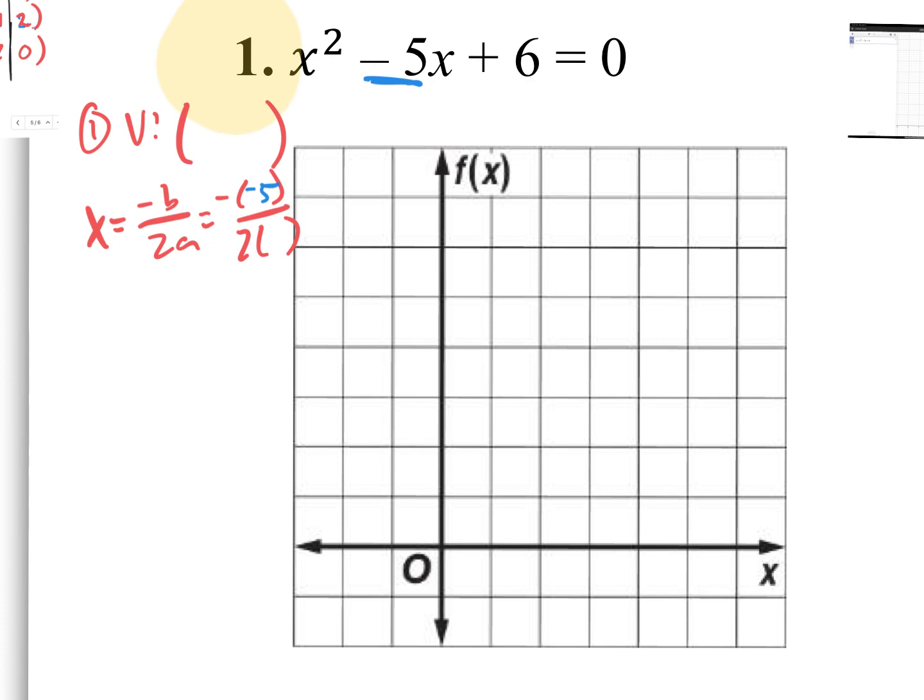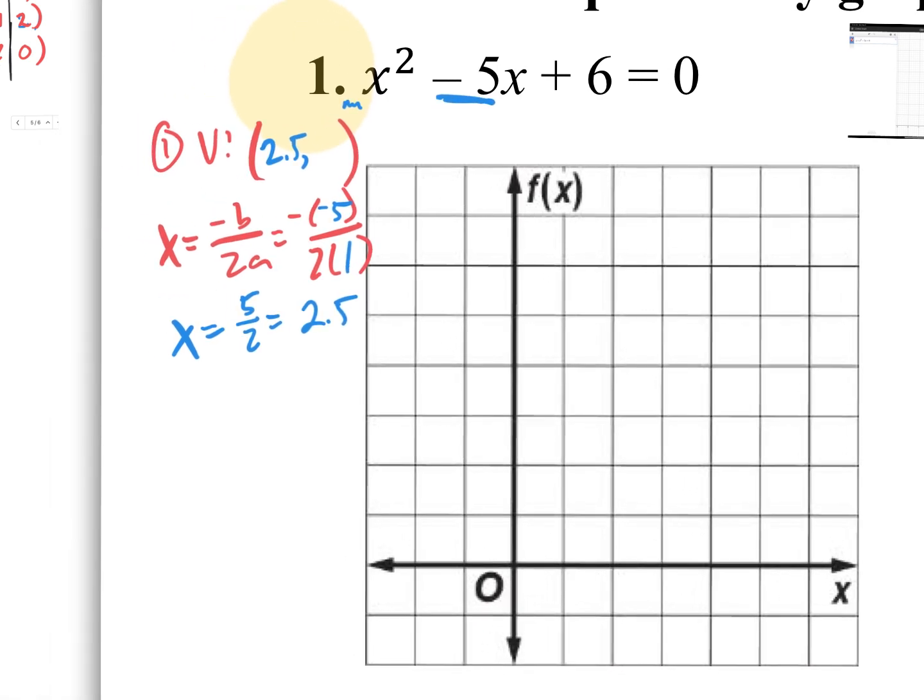And the a value happens to be a 1 in front of the x squared because there's no number. So x is going to equal +5 over 2, which is 2.5. That's nasty, right? 2.5 is your x value. You have to plug it in to find your y values. At this point, I would just stop right there. I wouldn't even try to solve by graphing.